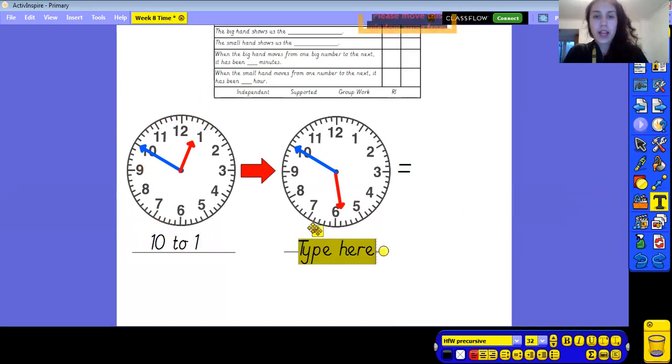And over here, the minute hand is in the same position as it is on this clock. So again, it's 10 to, 10 minutes to, but this time it's not 10 to 1, it's 10 to 6. It's going to the 6.